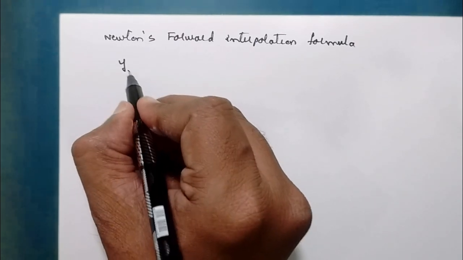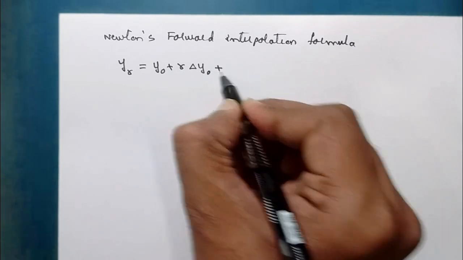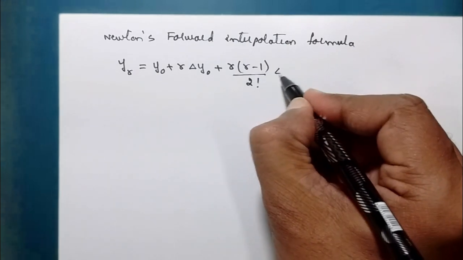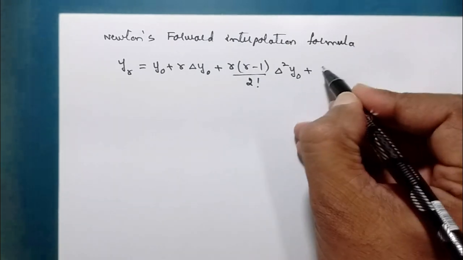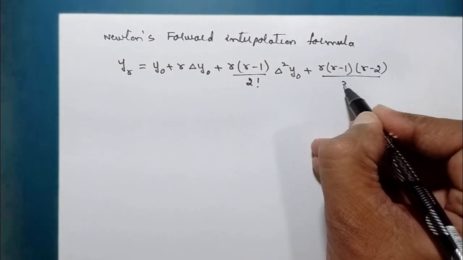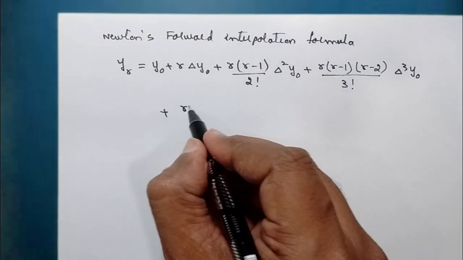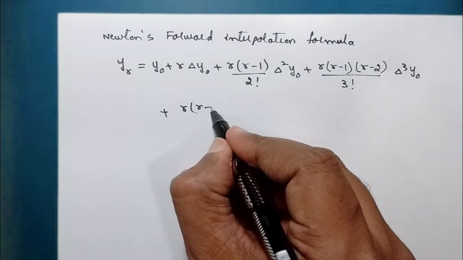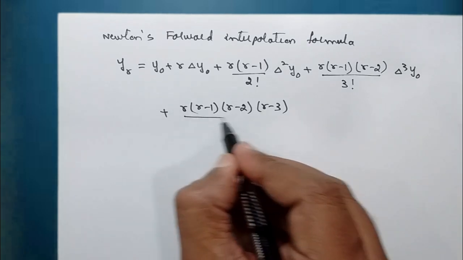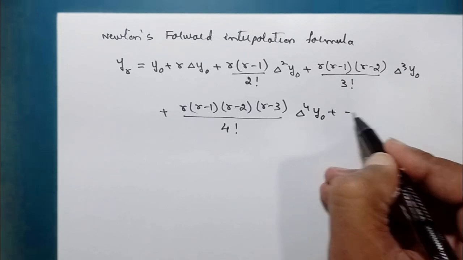So we have y_r to be equals to y naught plus r into delta y naught plus r into (r minus 1) divided by 2 factorial delta square y naught plus r into (r minus 1) into (r minus 2) divided by 3 factorial delta cube y naught. One more term will be getting (r minus 3) into r (r minus 1)(r minus 2), divided by 4 factorial. Here it was 3 factorial, here we will be getting 4 factorial. Delta cube is there, we will be getting delta power of 4 y naught.